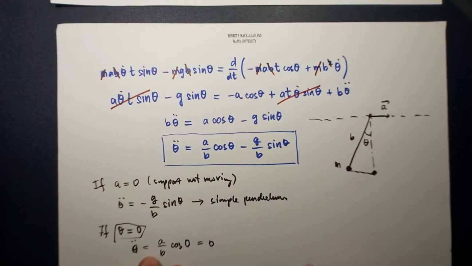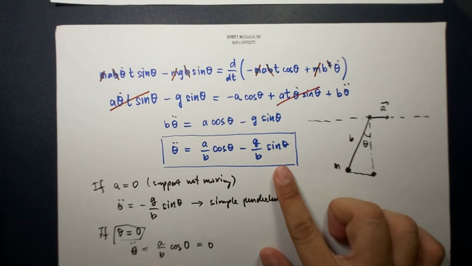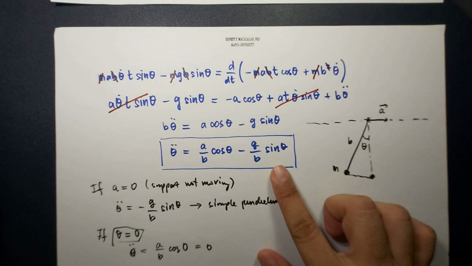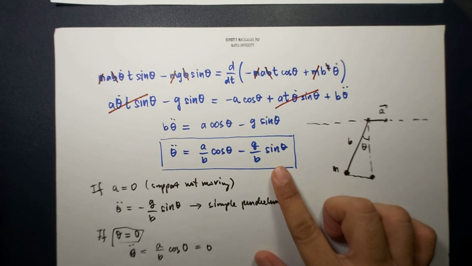Okay, so this is now the equation of motion of a simple pendulum that is attached to a massive support moving horizontally with a constant acceleration.